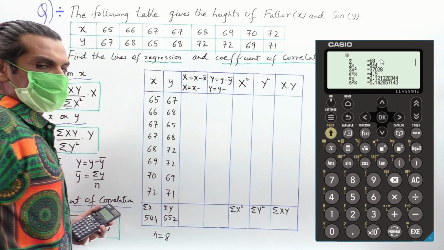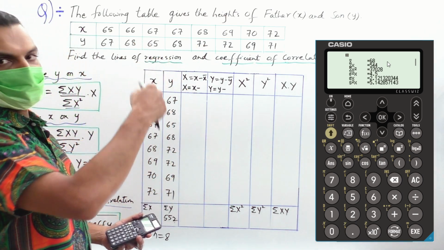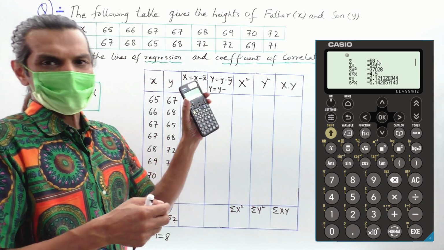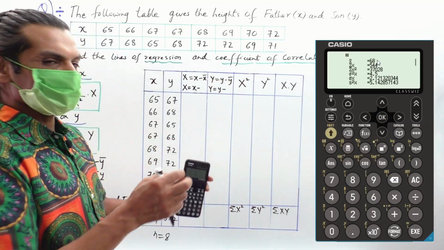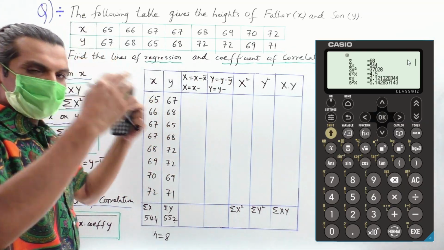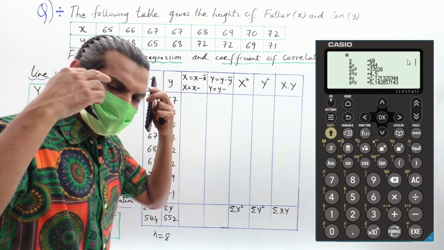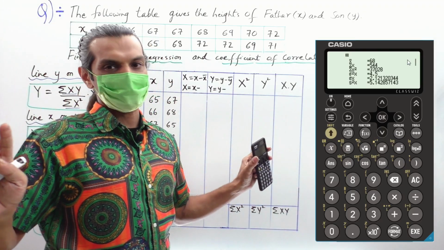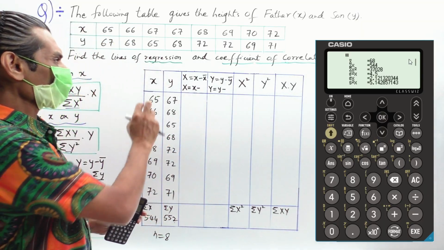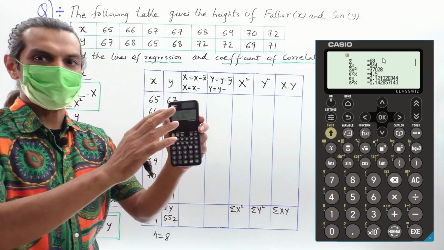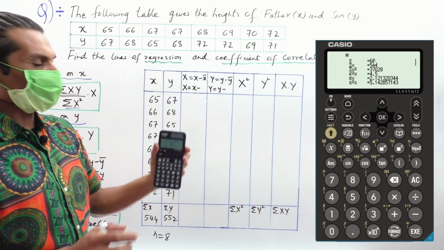We have x bar is sigma x by n, 544 by 8, and y bar is sigma y by n, 552 by 8. But directly you have the answers here. So that's why I am using this calculator. Because if you do manual addition and all, I know 100% that you will 150% go wrong. I have seen that all my years. So please make use of the calculator, you will get perfect answers. So sigma x, although simple addition, use the calculator. So we easily get the values of x bar and y bar.